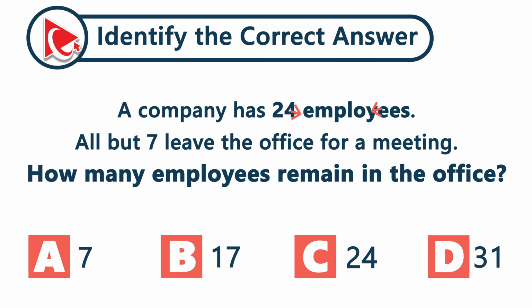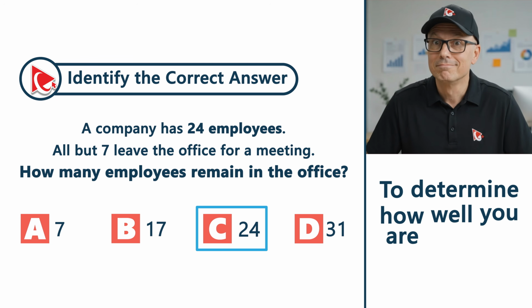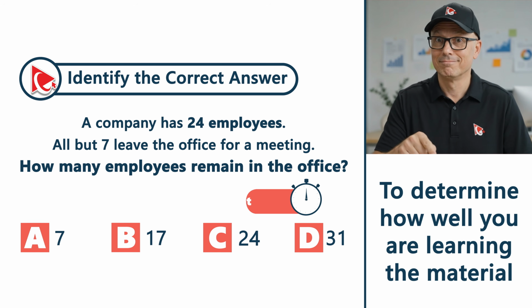A company has 24 employees. All but 7 leave the office for a meeting. How many employees remain in the office? A. 7, B. 17, C. 24, D. 31.